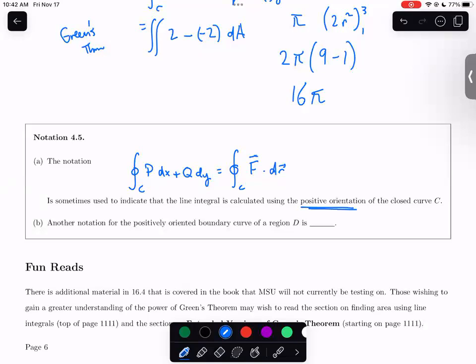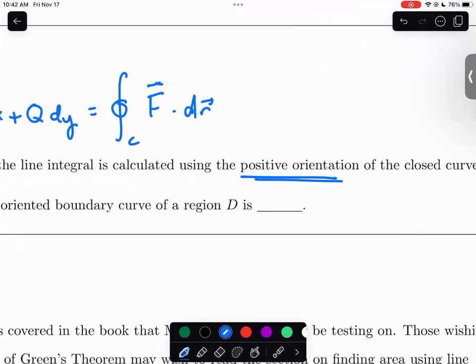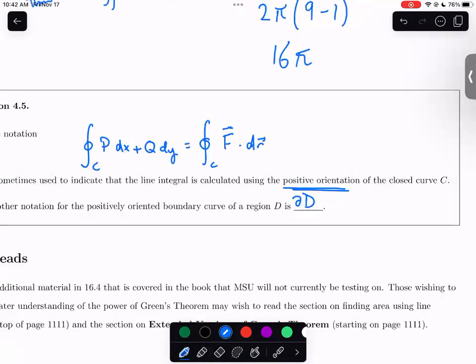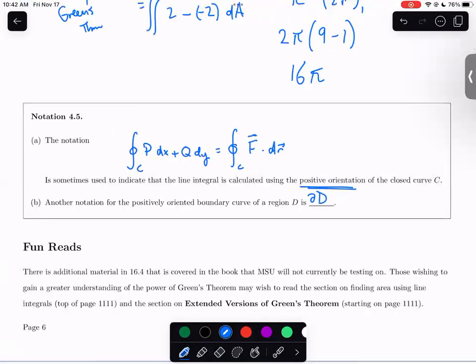And then also, we have another notation for a positively oriented boundary curve of a region D. So if you have some two-dimensional region D, for instance, you can talk about C being the partial of D there. So that's the partial symbol. And that would mean its boundary curve, and again, oriented in a positive direction. So the counterclockwise direction.